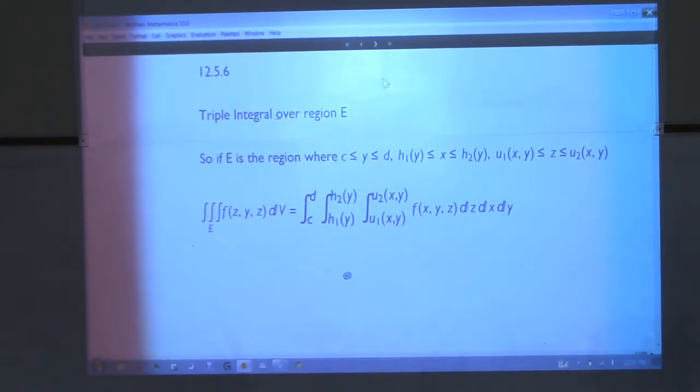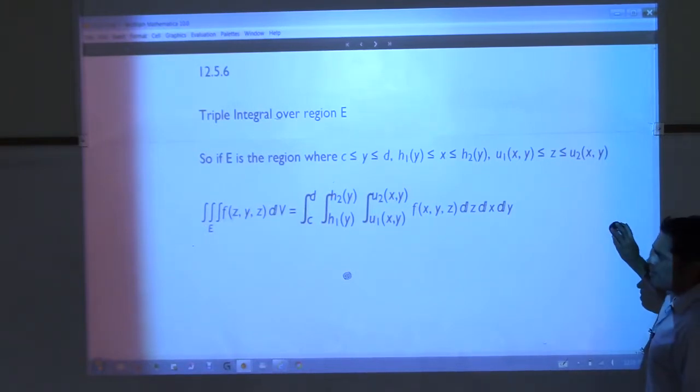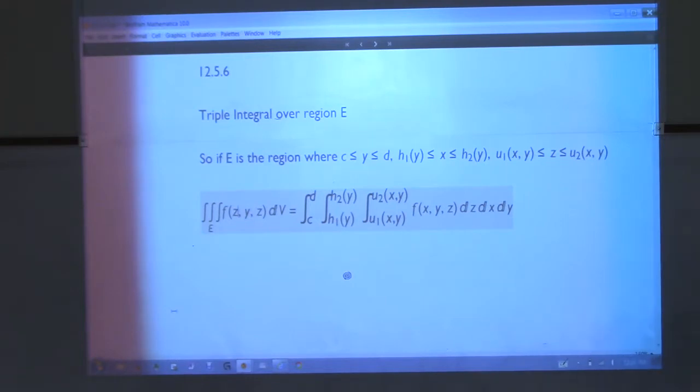Pardon? Yes, that is a typo. This is supposed to say f of x, y, z. Thank you. I've had these notes for I don't know how long now, and I still find typos, or students still find typos.